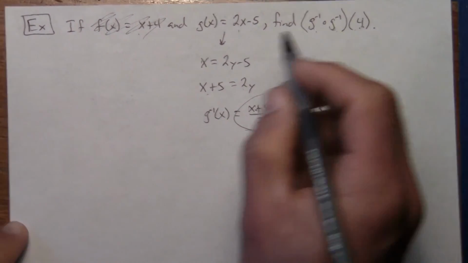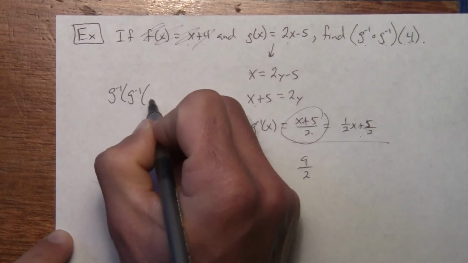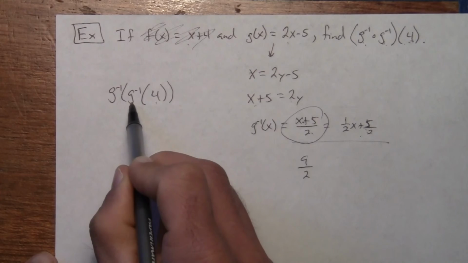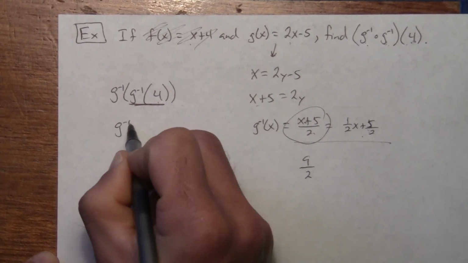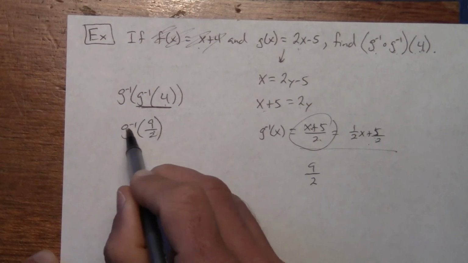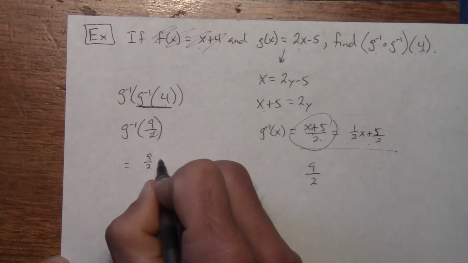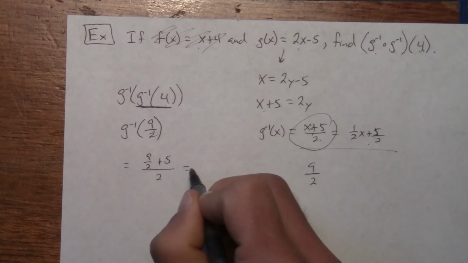Well, let me rewrite this here for a second. Remember, this is kind of how I like to write it, but you should be able to use it both ways. I've plugged 4 into the inverse, and I got 9/2. So this is actually equal to 9/2. Now it wants me to take 9/2 and plug it into the inverse again. So that's going to give me 9 over 2 plus 5 over 2. And now you just have to go ahead and simplify.